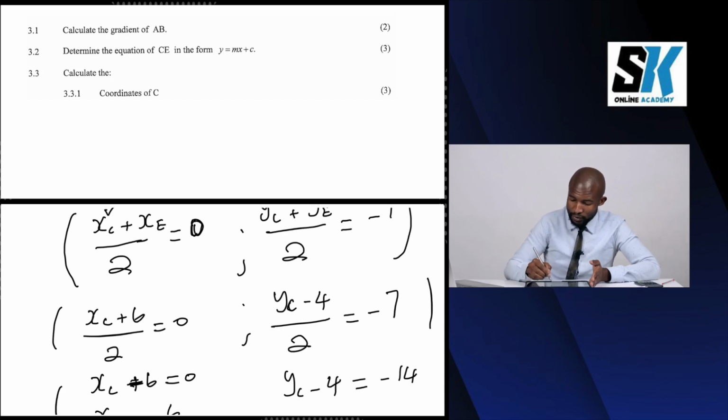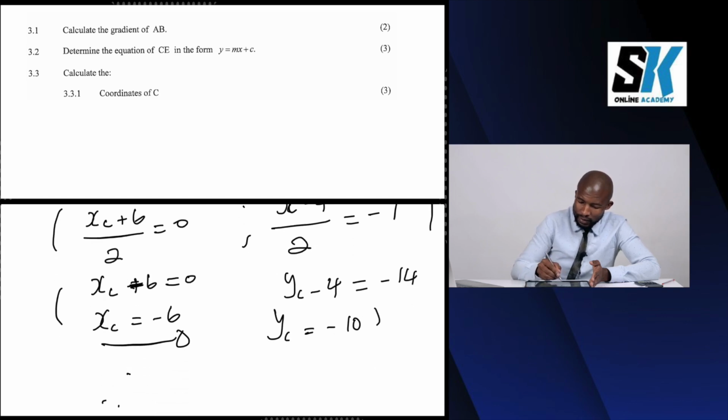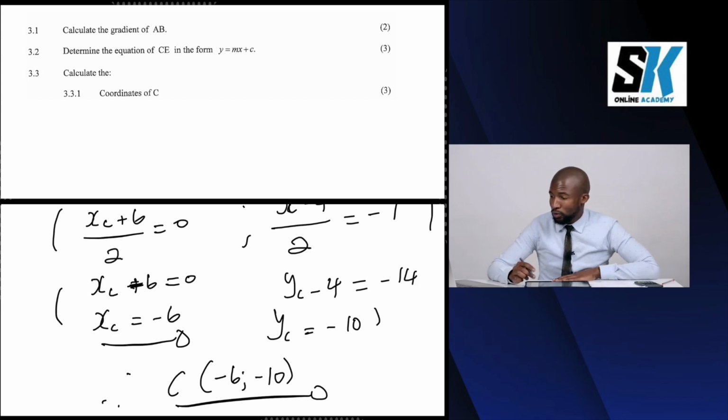Then when you transpose, that 4 will be positive, so you're going to have minus 14 plus 4, which gives you a negative 10, because the y value for C is also negative and the x value for C is also negative. Therefore, your answer will be that the coordinates of C are negative 6 and negative 10. Those are the coordinates.